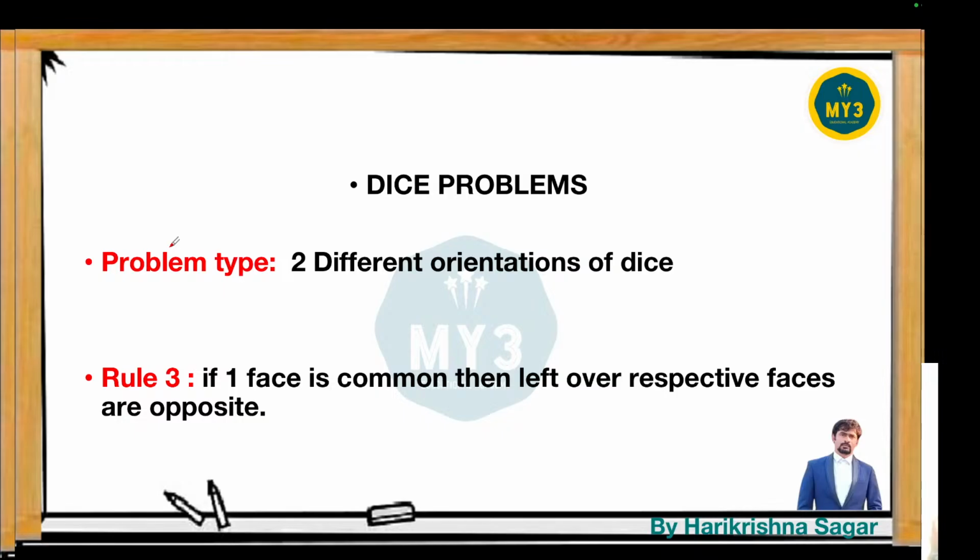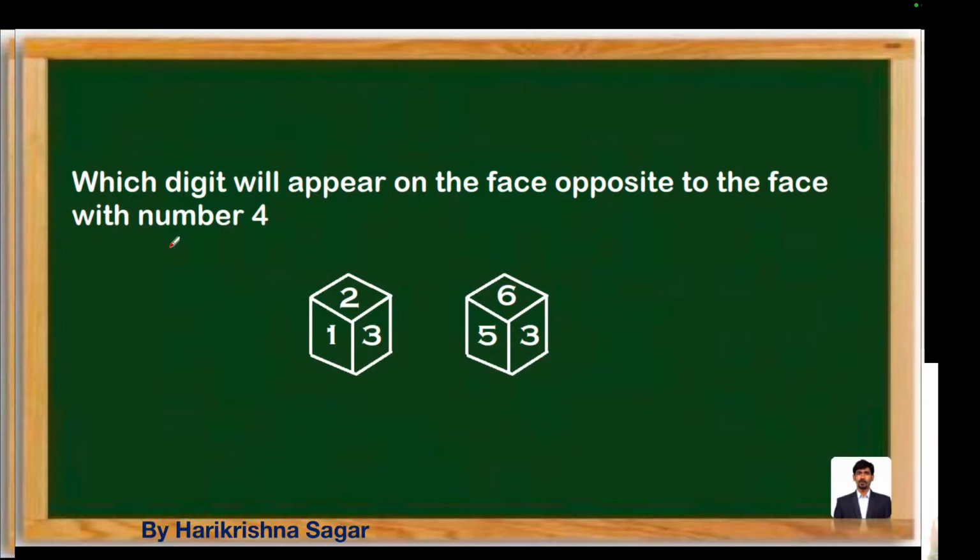In rule number 3, what I am trying to convey is whenever you see 2 dice having only 1 face as common, how to deal with the opposite? If you have 1 face as common, you can use a method called the orientation method to mark the answer. For example, in this question, which digit will appear on the face opposite to number 4? But in this diagram, number 4 is not there. So do not get confused because number 4 is not available.